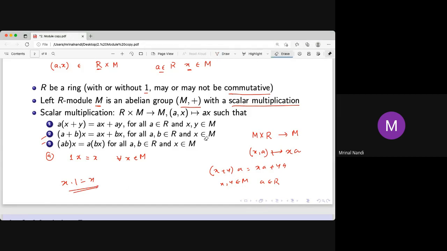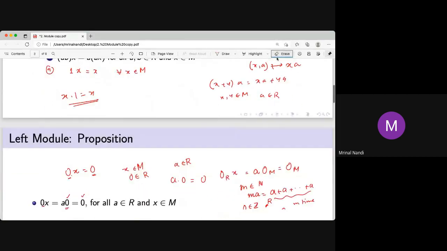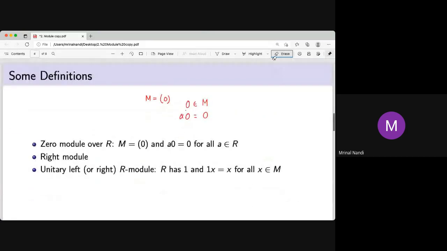So a right module has the same definition as a left module, and we can talk about these propositions for the right module also. The same proposition holds, just with the ring element on the right-hand side. Now there is this definition, the unitary left or right module. A unitary left module means R has 1, and 1 into x equals x for all x. Similarly, for a unitary right module, it is just x into 1 equal to x for all x. So these are some basic definitions.